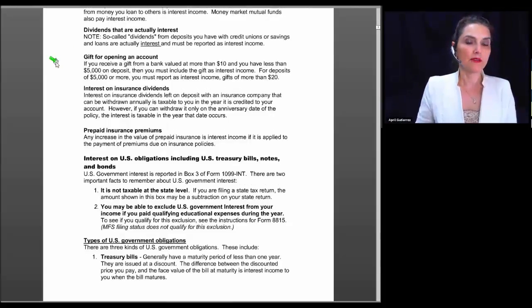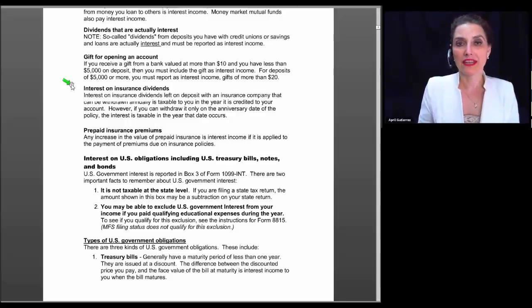If you receive a gift for opening an account, that gift can be considered to be interest income. There are some threshold amounts where you need to report it. If you receive a gift from a bank valued at more than $10 and you have less than $5,000 on deposit, you must include that gift as interest income. But what that means is if you receive a gift of $5 for opening an account, you don't need to report it as interest income. Now, for deposits of $5,000 or more, you only need to report interest income, the value of gifts you receive that are more than $20.